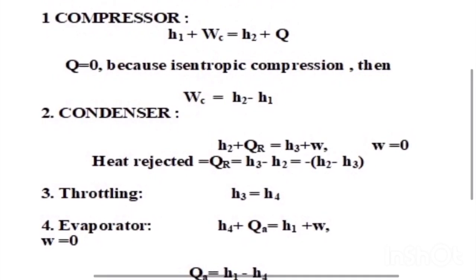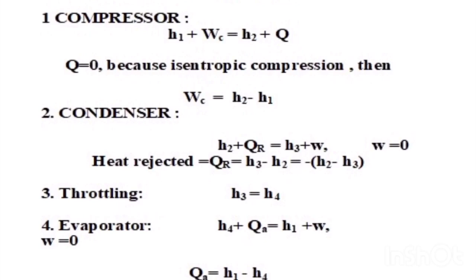Similarly, we apply this to the condenser where we have the inlet h2 plus Qr, the heat being removed, equal to h3, the enthalpy at point 3, plus W. Here we are not doing any work in the condenser.